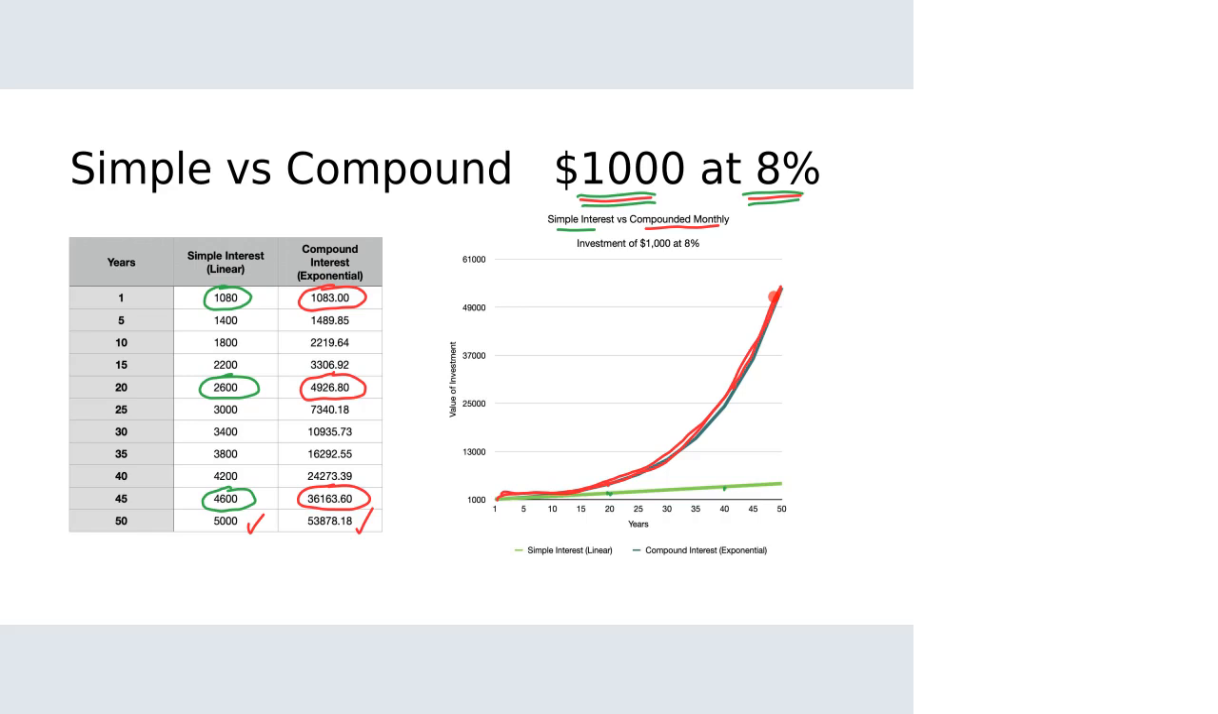The main idea here is that exponential will grow faster. That's the main idea here, especially over the long term. But even in the short run, the exponential does grow faster. You can see after year one, the exponential growth is going to give you more return than the linear growth.